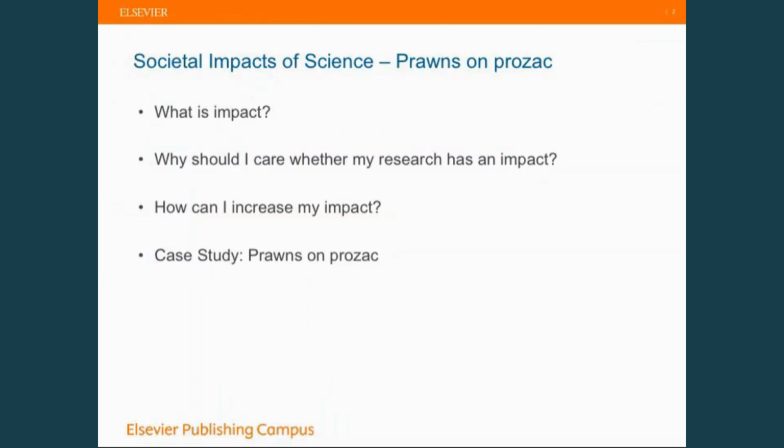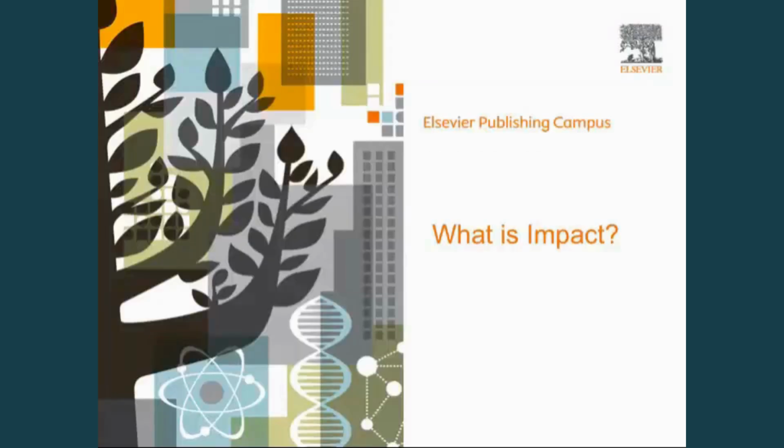is pretty much the theme of the talk. First of all, I'm going to talk about what is impact, and in the UK, our research councils have some strict definitions for this, and then ask the question: why should I or the audience care whether my research has an impact? And then, based on whether you answer yes, it should care as an impact, how do I go about increasing that impact? And then I'll go on to this case study that I've entitled Prawns on Prozac, after a newspaper article actually had given my research that headline.